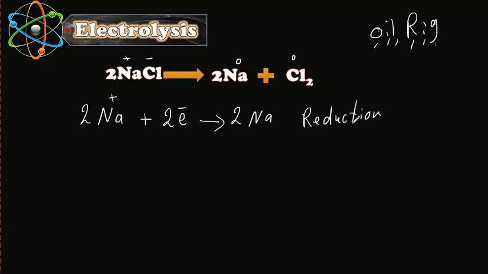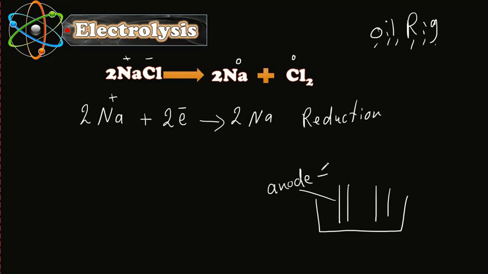Reduction. Now, at which side did this reaction happen? At the cathode or at the anode? This is the electrolytic cell. Let's say this is the anode, it is positive. And this is the cathode, the negative terminal. So the sodium, because its charge is positive, did it happen at the anode, which is positive, or at the cathode, the negative one? Where did it happen? Because opposite charges attract each other, this happened here at the cathode. The sodium just went to this terminal, to the cathode. So this reaction happens at the cathode.